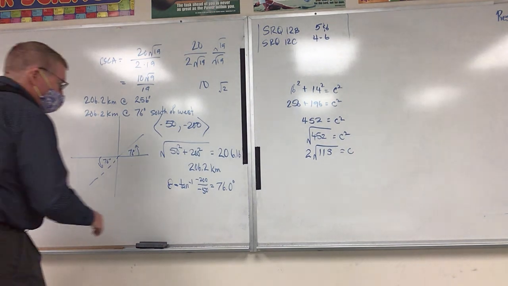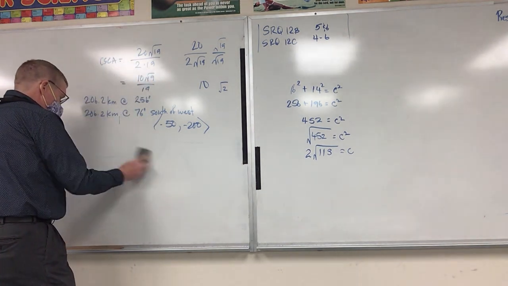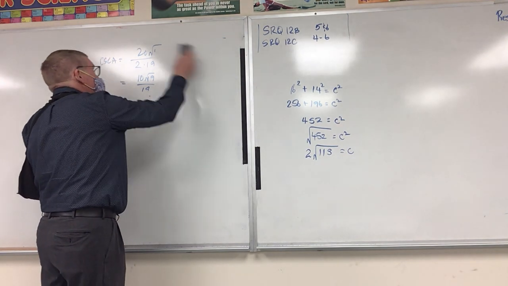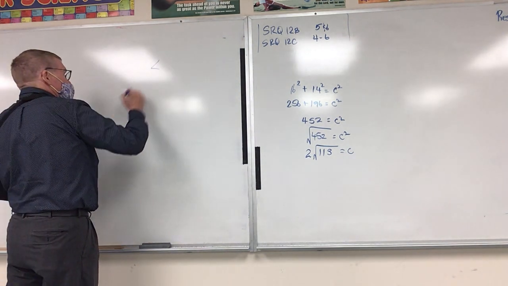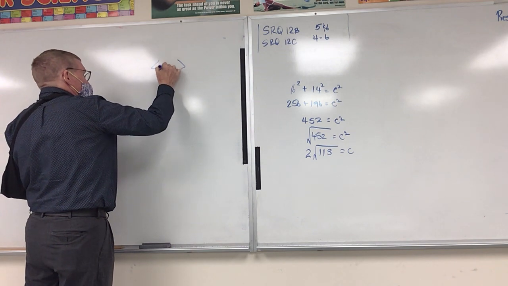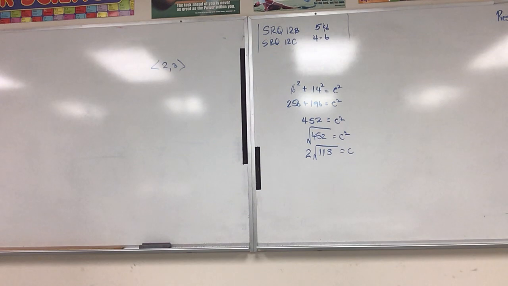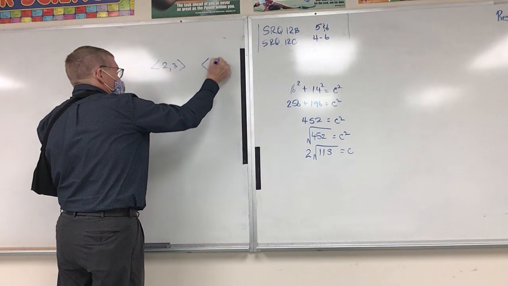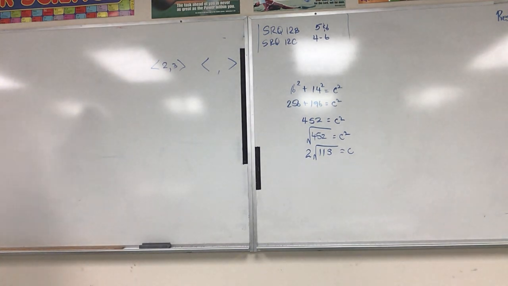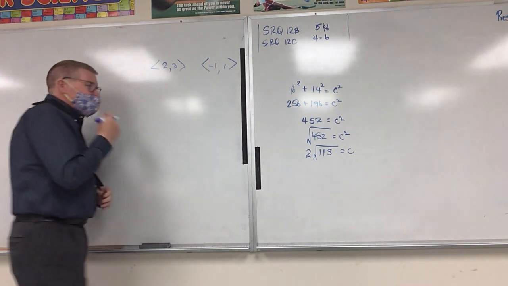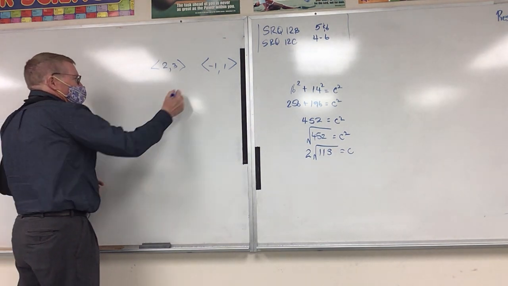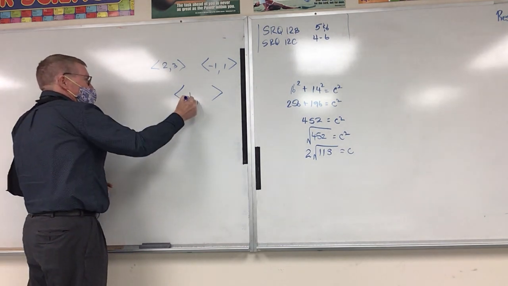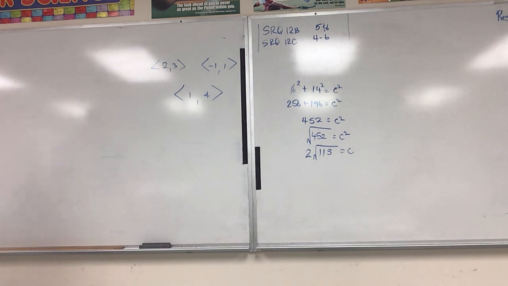Alright, number 21. Find the sum of the vectors. The vector in the first quadrant has the coordinates of what? 2, 3. The vector in the second quadrant is negative 1, 1. How do we add vectors? We add x plus x and y plus y. So therefore, my result is 1, 4.